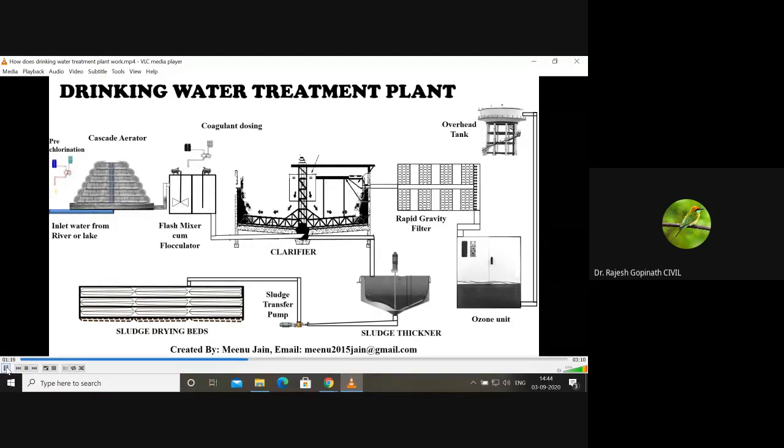After cascade aerator, water flows to flash mixture cum flocculator, where coagulant chemical like alum, lime, polyelectrolyte, etc. are dosed and mixed properly by rapid mixer and passed to flocculator, where flocks are generated with the help of slow mixing by pedal agitator. This unit is used for removal of turbidity and to convert fine solid particle to bigger size flock particles.